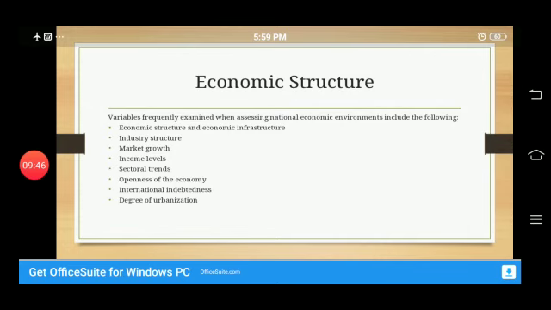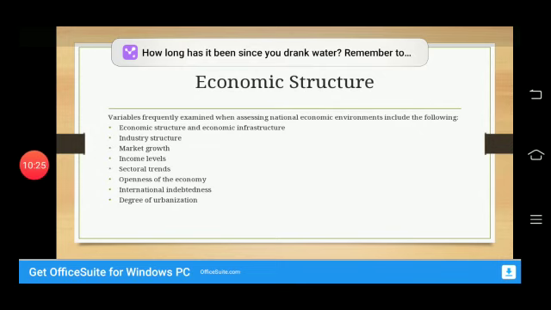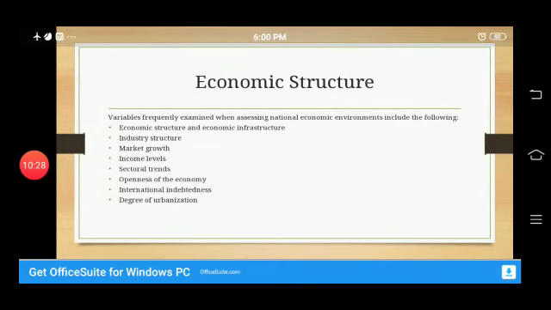Moving forward, now we are going to discuss the economic structure. Variables frequently examined when assessing the national economic environment include the following. Number one is the economic structure and economic infrastructure. What is economic structure? Economic structure is determined by the size and the rate of growth of its population and the income level, etc. Now, what is economic infrastructure? It is the totality of the external facilities and services. For example, communication and transport, electricity supply, and commercial infrastructure.